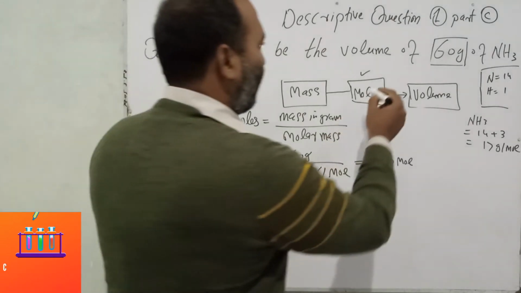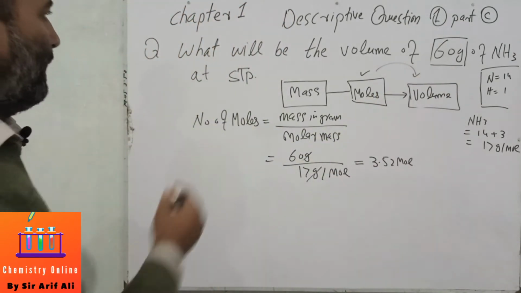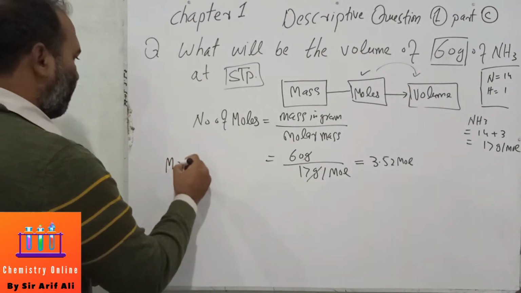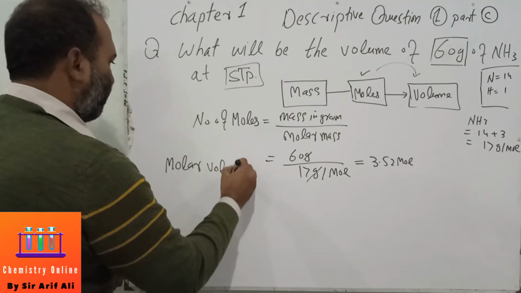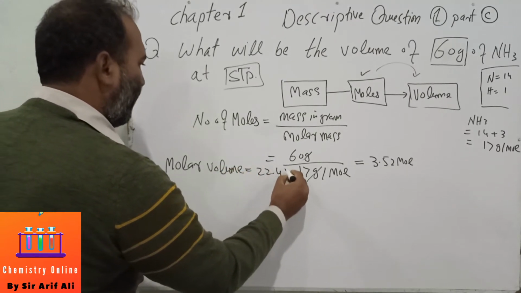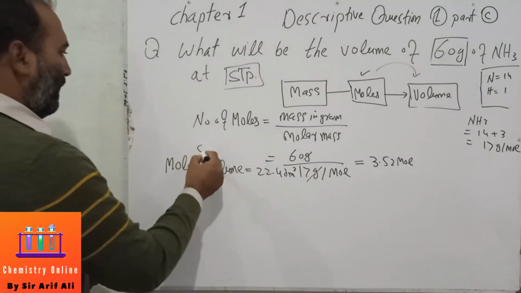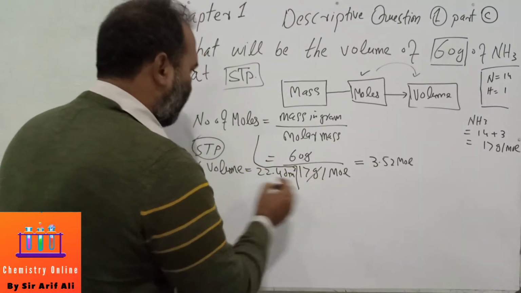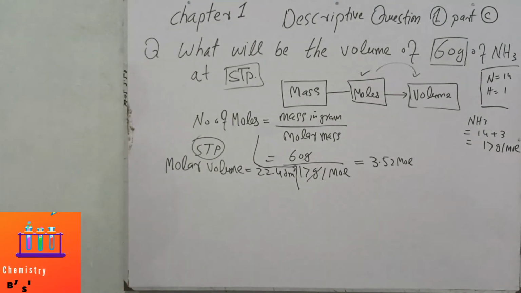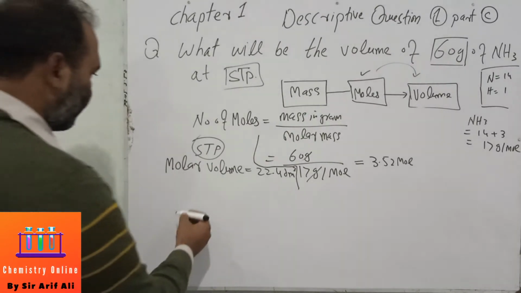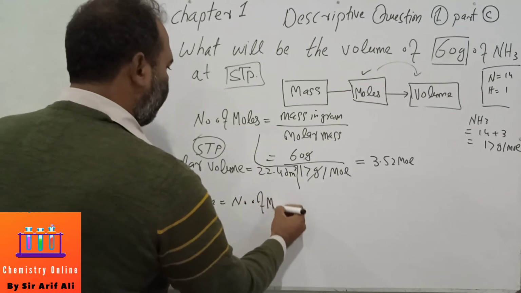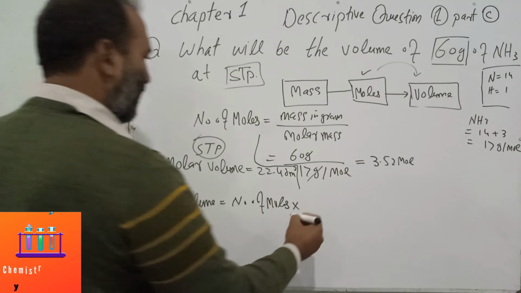Now, the final step, we will convert moles into volume, and this is at STP. So we already know about a concept which is known as molar volume, and molar volume is equal to 22.4 dm cube at STP, standard condition of temperature and pressure, which means that 1 mole of any gas will occupy this much volume at standard condition of temperature and pressure. So we have a formula for this, that is volume is equal to number of moles multiplied by molar volume.